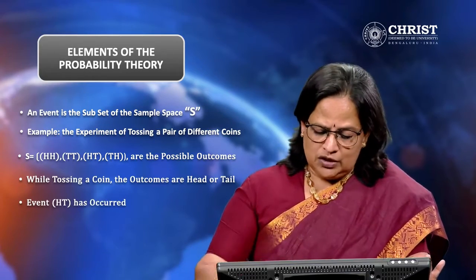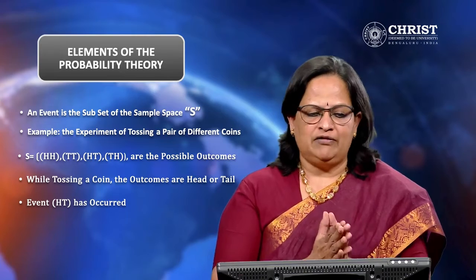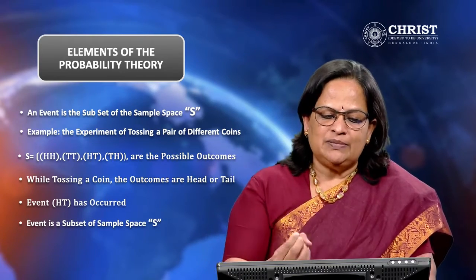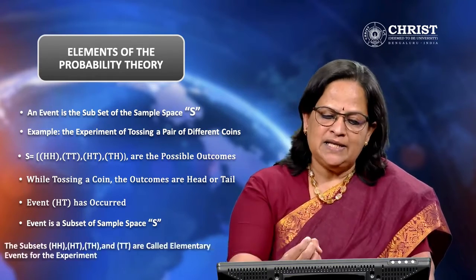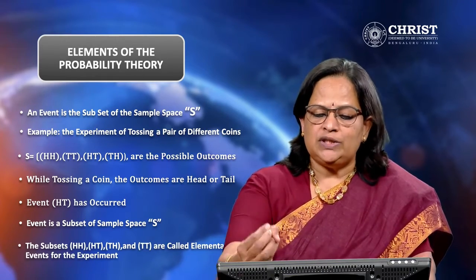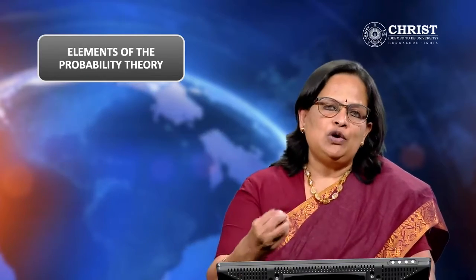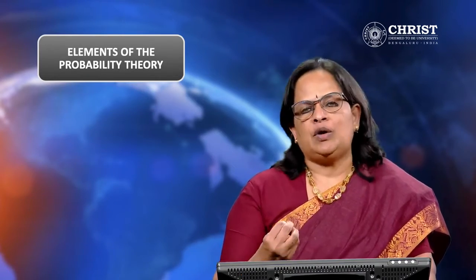If different coins are tossed, the outcomes will be different. So an event is a subset of the sample space S. The subsets two heads, head and tail, and two tails are called the elementary events of the experiment. So this is what I wanted to explain as the introduction to the theory of probability.